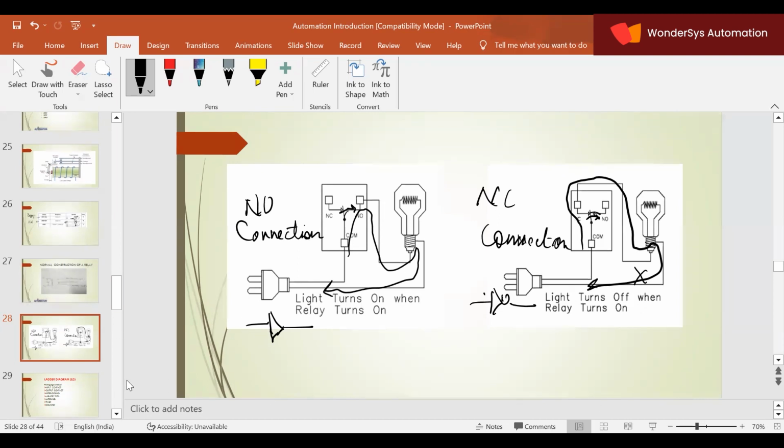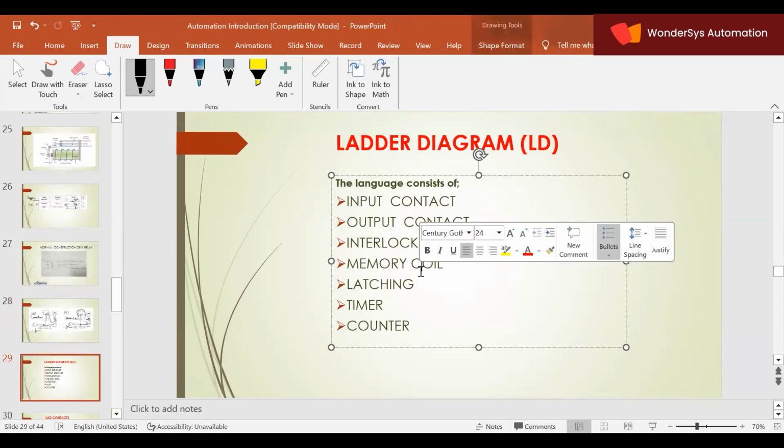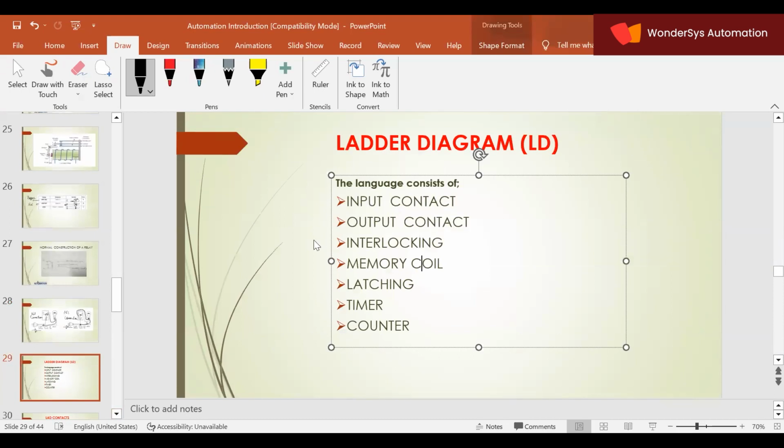So this is all about relay. Now, we'll see which are the components we'll be using in the ladder diagram. First is input contact, output contact. Then there will be interlocking. There will be memory coils, latching, timers, counters, comparators, arithmetic operations. You'll be having PID controllers. So there are so many functional blocks we'll be using in the programming, out of which input and output contacts are really, really important.